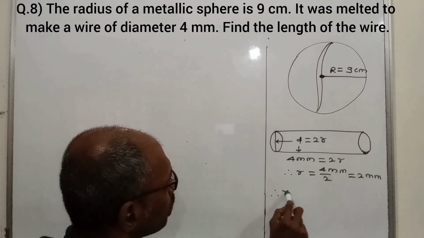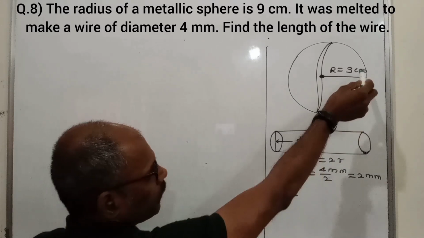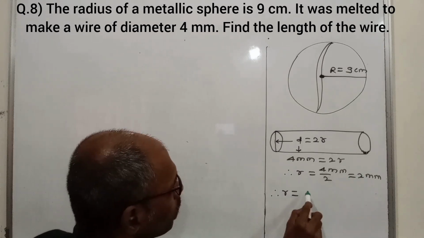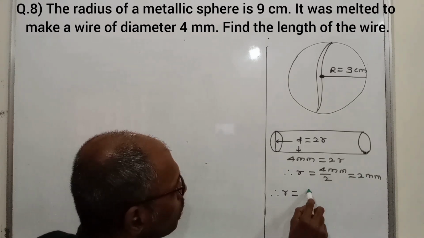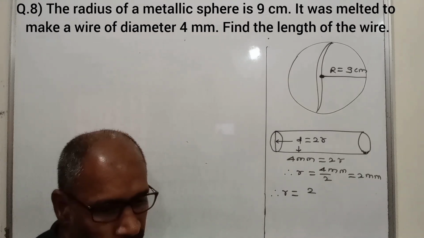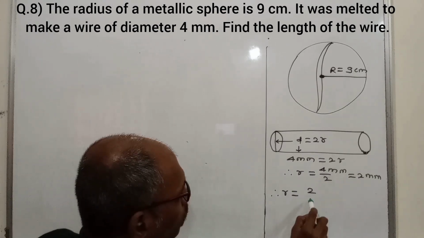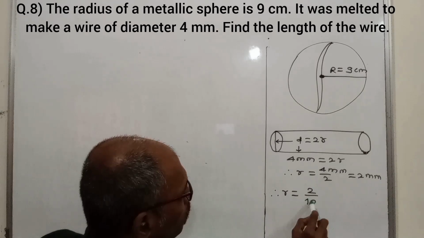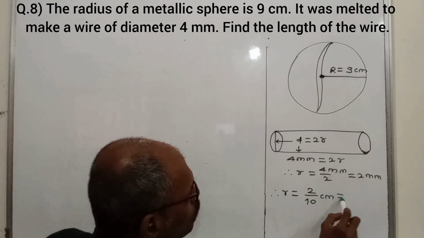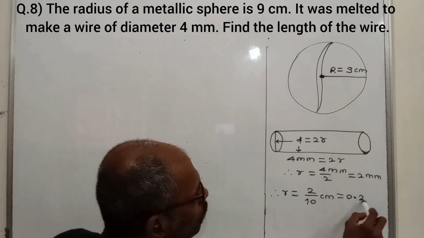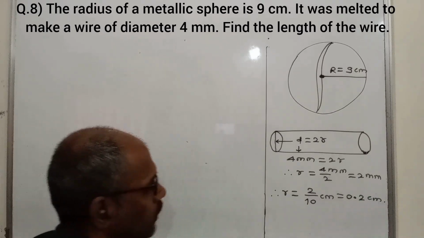Okay, therefore, we want in centimeter. We want in centimeter. So, 1 centimeter means 10 mm, means 2 upon 10 is equal to 0.2 centimeter.